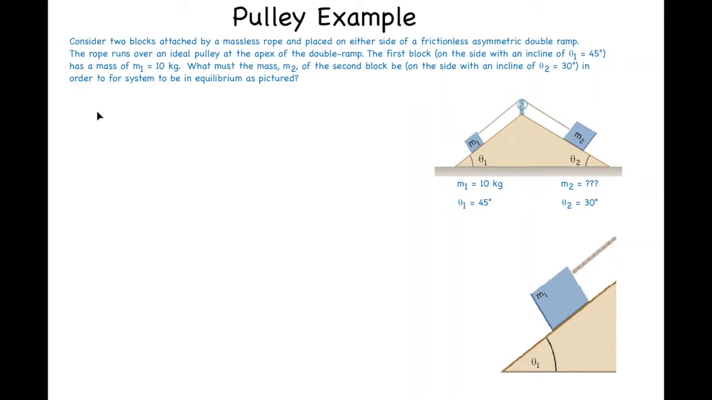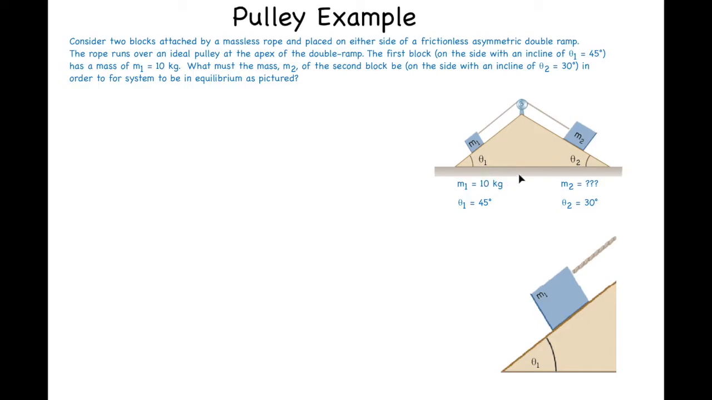Let's go over this pulley example that we started in class and went over a little bit. The example is an asymmetric ramp with a pulley on top, so the two masses on either side of the ramp are connected by a rope that runs over the pulley. The first side with mass 1 has an angle of 45 degrees. The other side has an angle of 30 degrees.